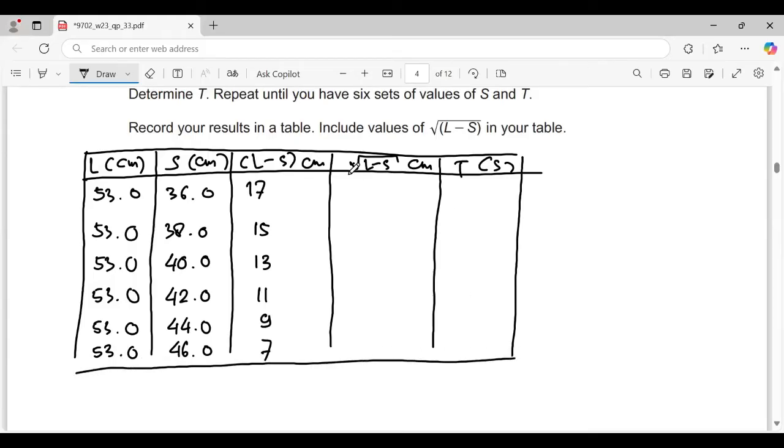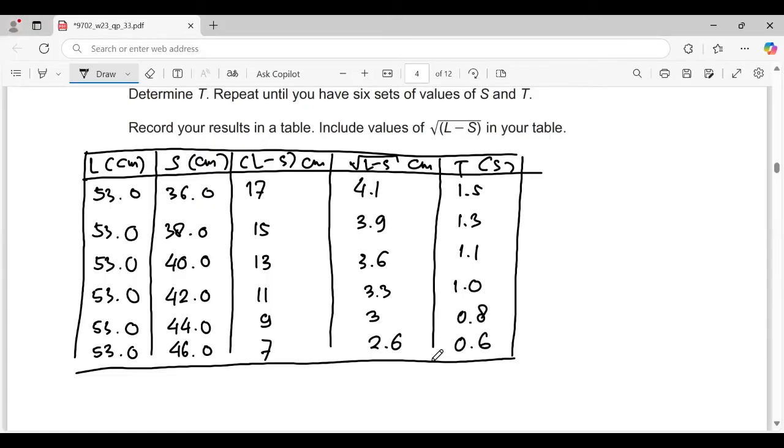Okay, square root of 17 is 4.1, 3.9, 3.6, 3.3, 3, and 2.6. T, based on my experiments, is 1.5 seconds, 1.3, 1.1, 1.0, 0.8, and 0.6. This is my table.